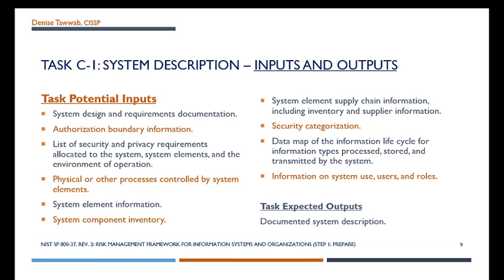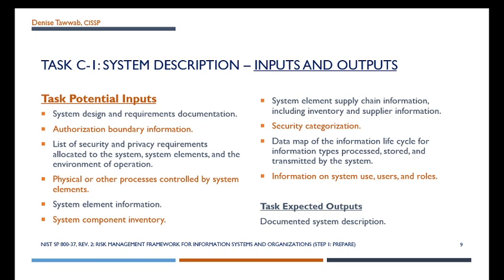The inputs to that task, some of the inputs can be your system design and requirements documentation, your authorization boundary information, a list of the security and privacy requirements that have been allocated to the system elements, and the environment in which the system is operating, a list of physical or other processes that are controlled by system elements, system element information, and system component inventory.